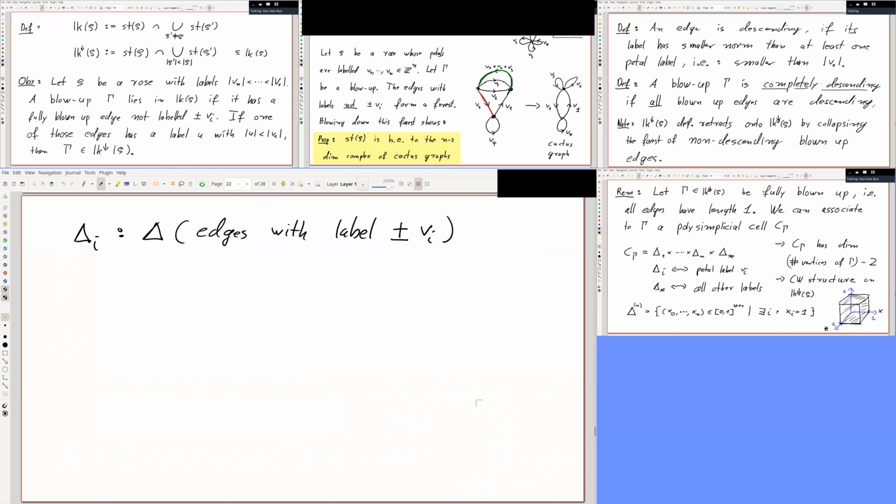Now, what do I want to say? In order to be in the link, I need to have fully blown up things, but only one of them needs to be fully blown up. And similarly, the other edges, the remaining edges, not labeled.